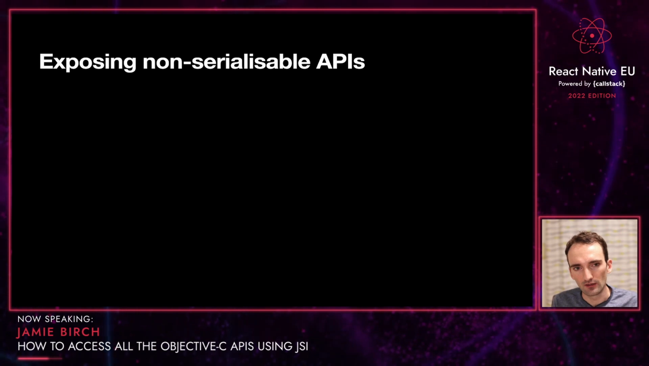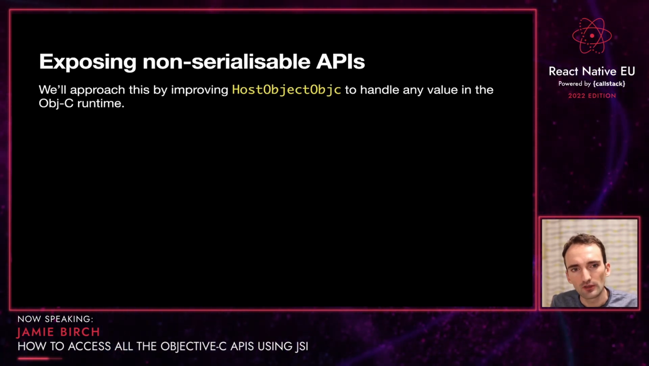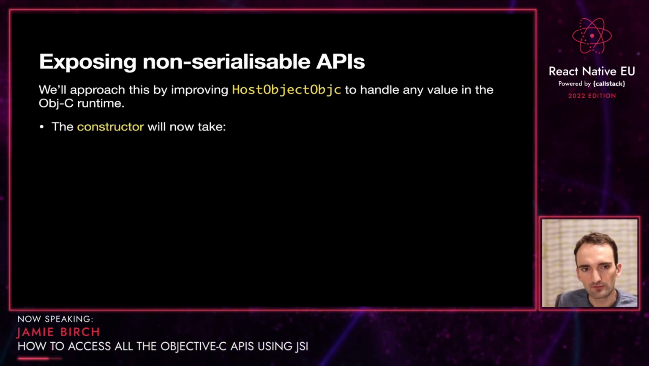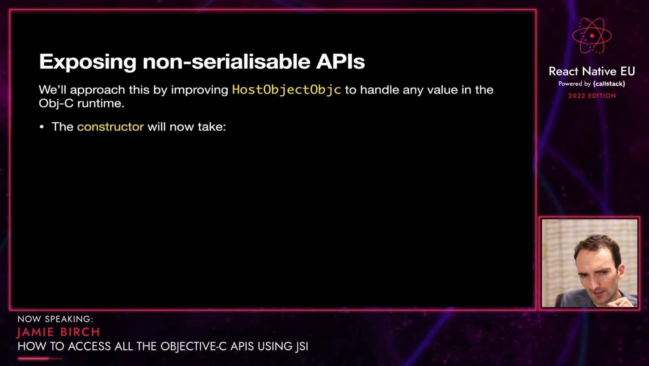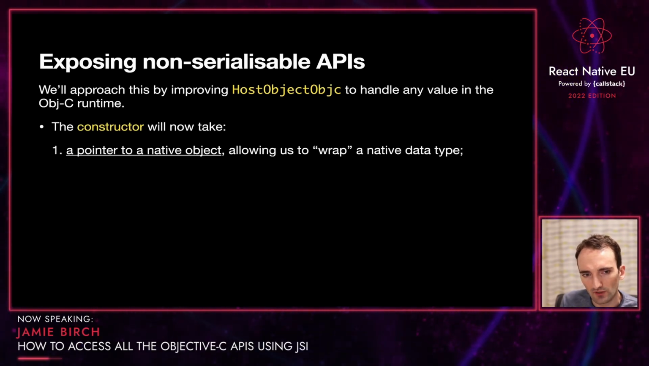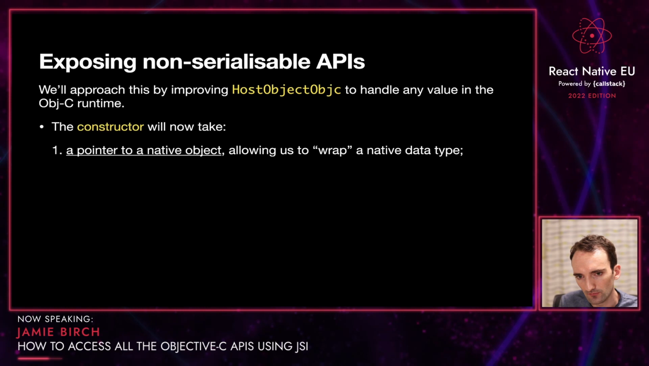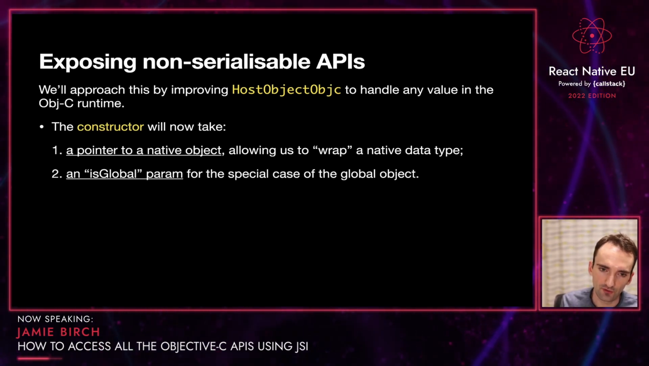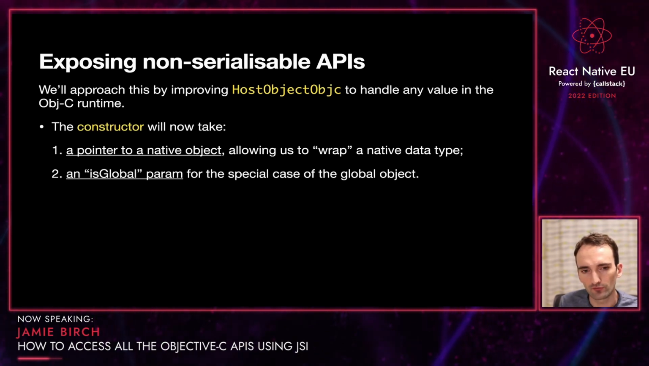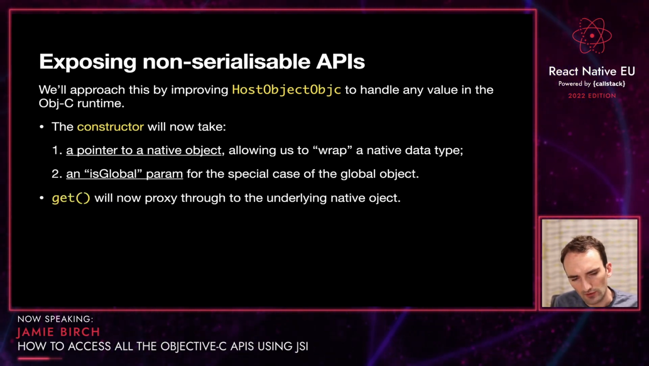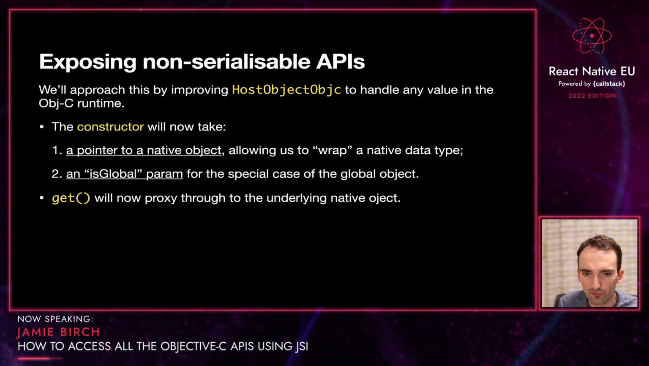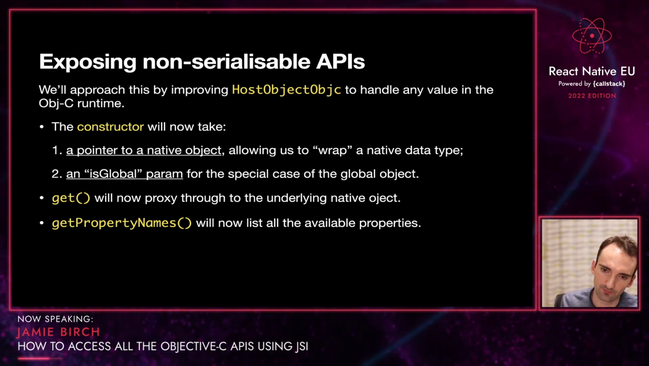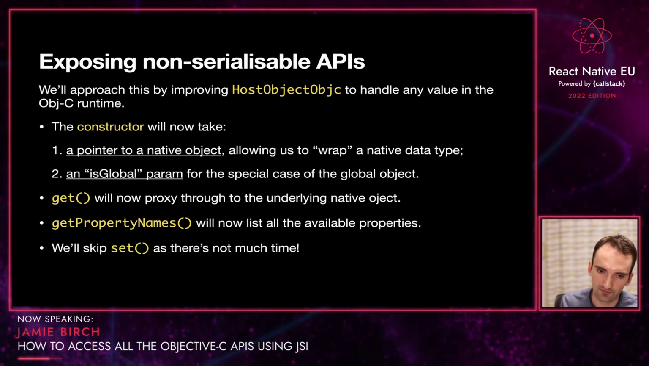So, how do we approach this? We'll approach it by improving our host Objective-C class we already made. It will handle any value in the Objective-C runtime. Now, for that, the constructor will now need to take a pointer to a native object, allowing us to wrap any native data type, and an isGlobal param just for the special case of the global object. That get method we implemented before will now proxy through to the underlying native object, and the get property names will now list all the available properties. We'll skip set as there's not much time.